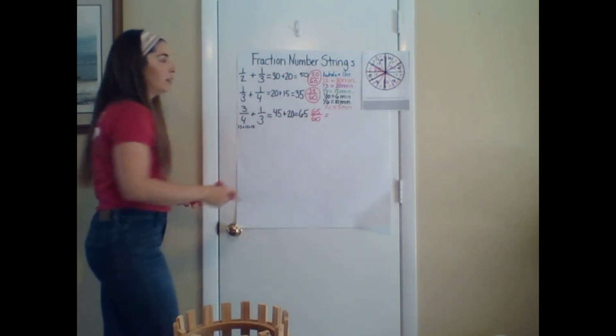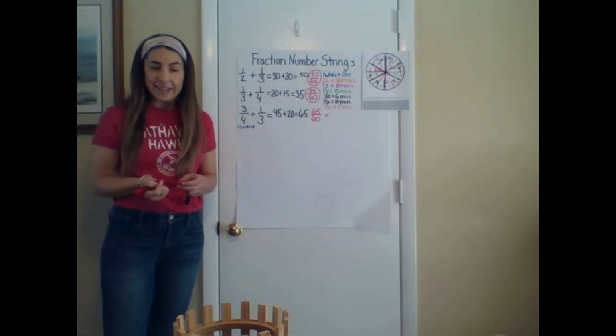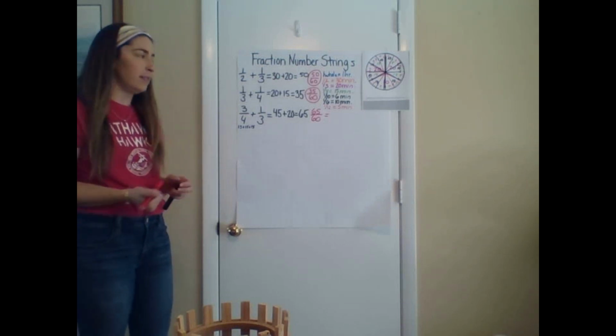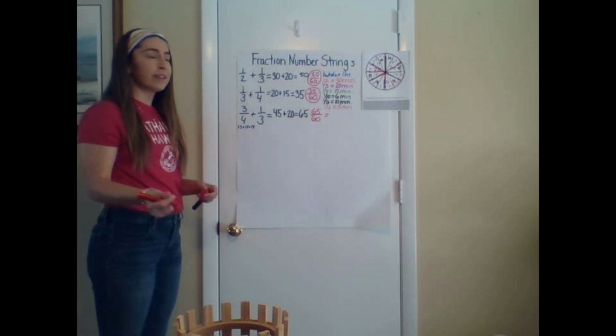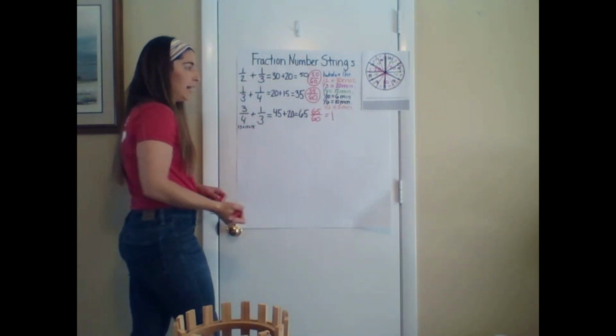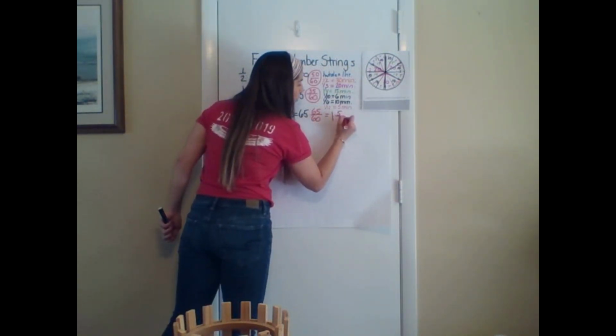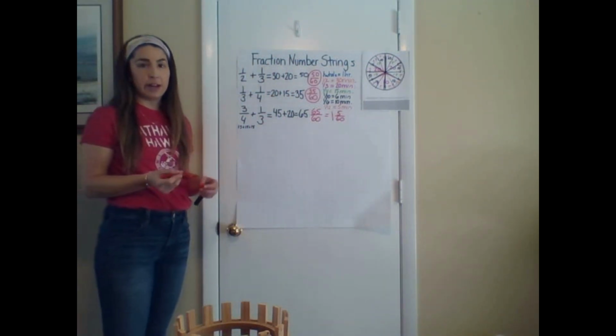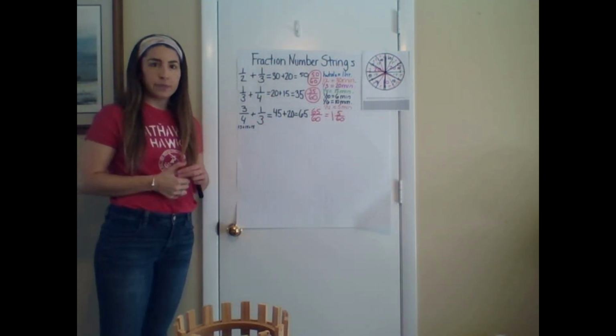Did you notice? 65 is greater than 60, which is improper, so we have to change this into a mixed number. I know that there are 60 minutes in an hour, so it would be 1 whole, and I would have 5/60ths, or 5 minutes, left over. Yes, you can reduce this. Go ahead if you would like to.